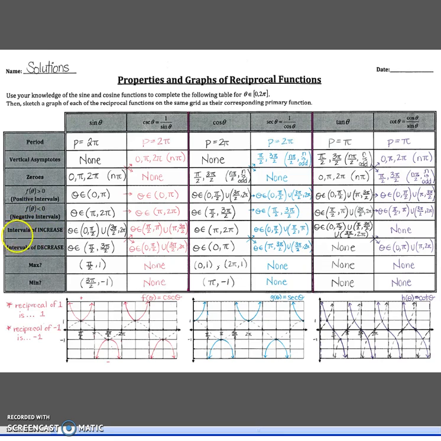Okay, intervals of increase and decrease is talking about positive slope and negative slope. Then the max and the min are, well, you know what maxes or mins are. Okay, so some major features.